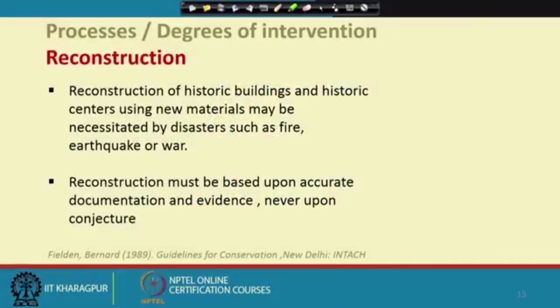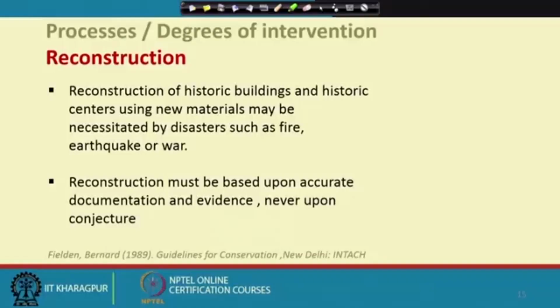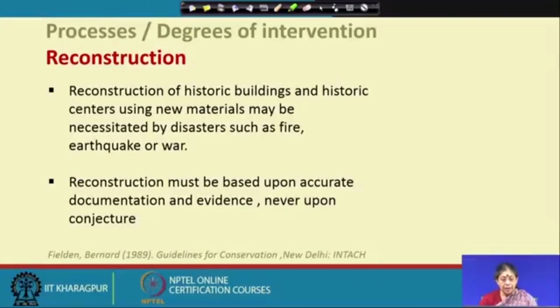It can be a fire, it can be an earthquake and other things. Now, there are certain principles when we talk about reconstruction. It must be based on accurate documentation and evidence, never upon conjecture. Nobody can say, okay, it could have been like this or that. There must be authentic documentation to say, okay, it was exactly like that. So, people are reconstructing it.